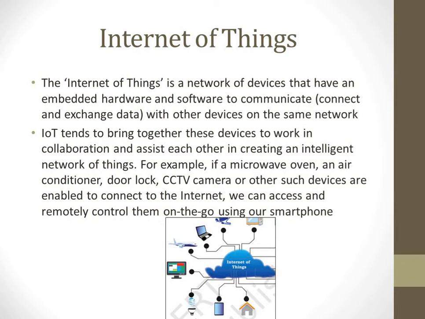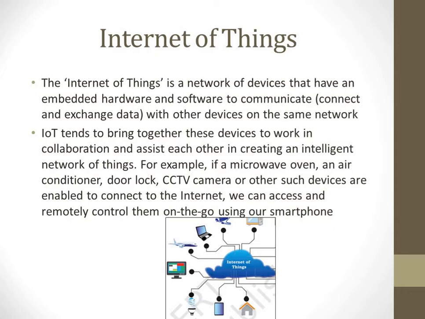Internet of Things. It is a network of devices which have embedded hardware and software to communicate with other devices on the same network. As you can see here, the Internet of Things helps interact with a PC, an aeroplane, another PC, a phone, a house, a microwave, etc. This brings these devices together and works in collaboration with them. So it eventually creates an intelligent network of things.